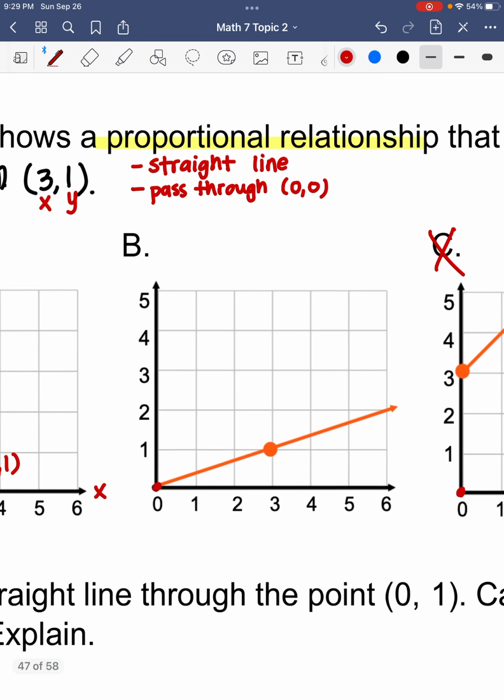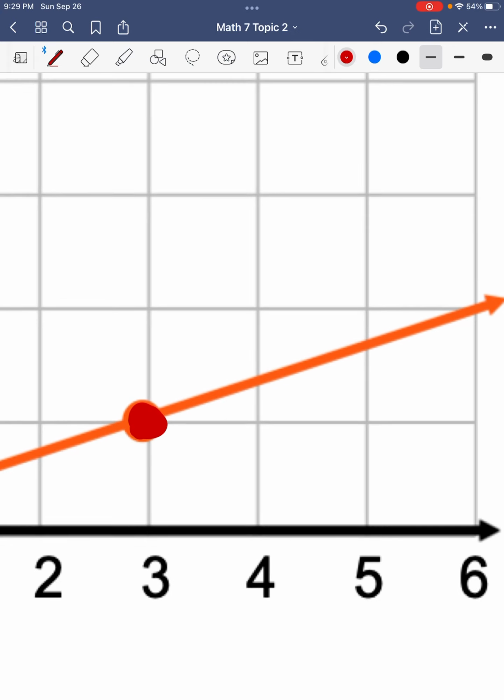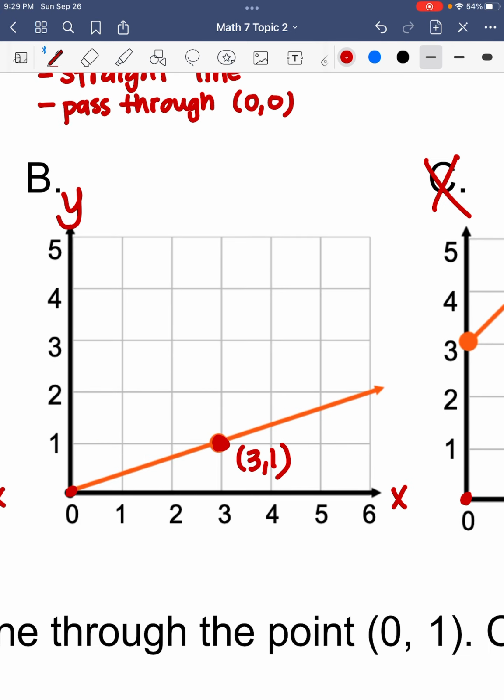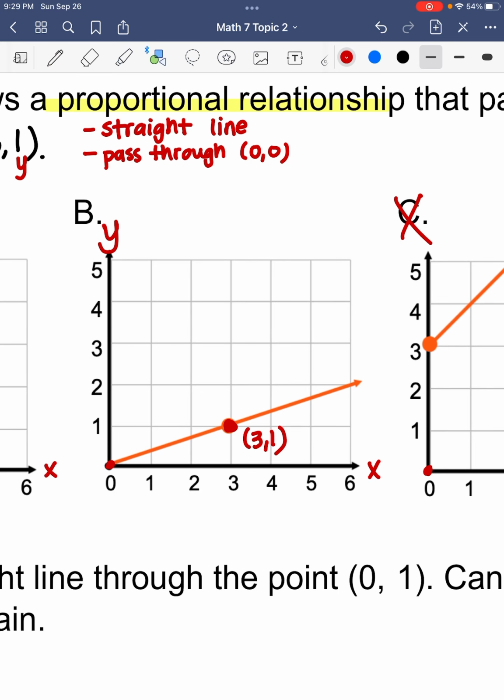So let's look at B. Remember, our x-axis is here and our y-axis is here. So along the x-axis, 1, 2, 3, up 1 for the y-axis. So that right there is the point (3, 1), and it does pass right through that point. So B is our answer.